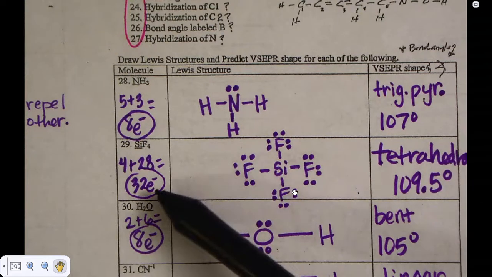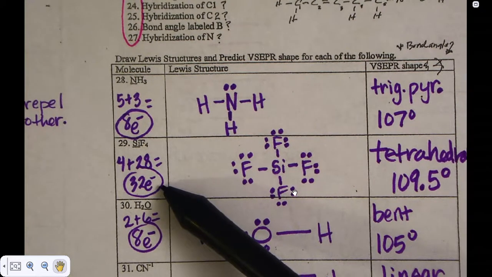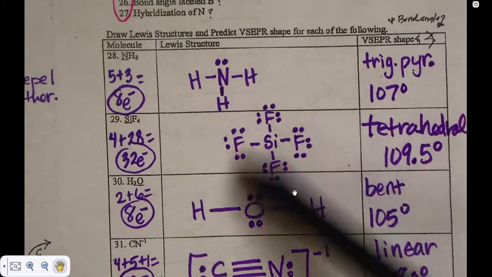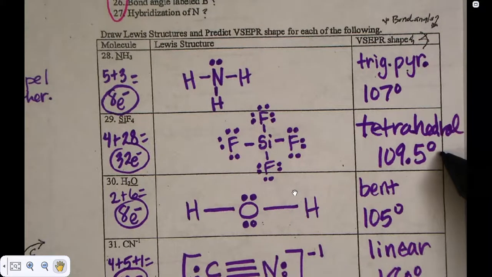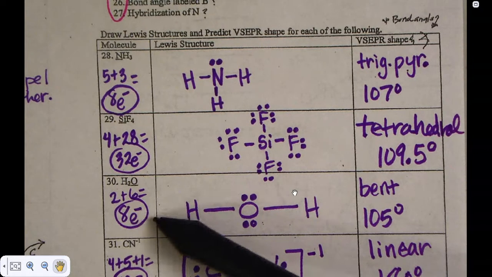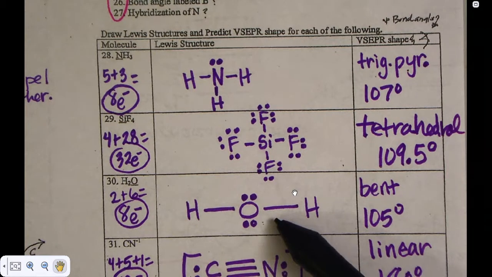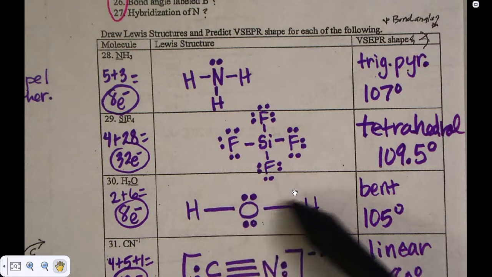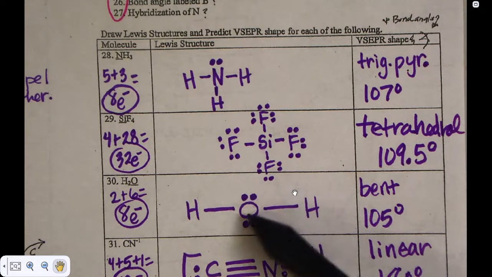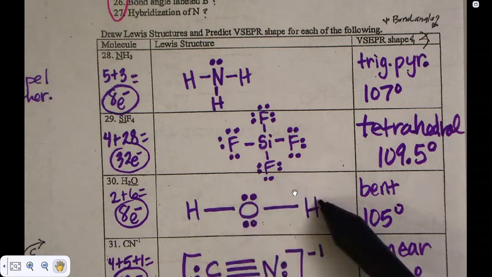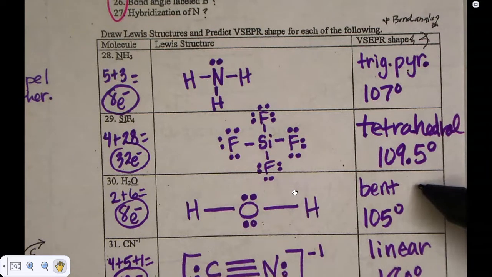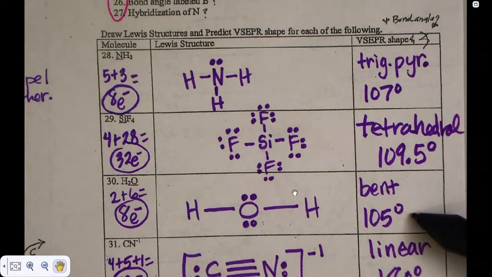You should have gotten 32 electrons on the silicon tetrafluoride. You have exactly enough electrons to give everybody their octet. This is tetrahedral and 109.5 degrees. For the water, there are 8 electrons when you add up the valence electrons. Your Lewis structure should look like this. Your oxygen should have a single bond on 2 sides of it, and it should have a lone pair and a lone pair. That gives him his octet. Again, remember, hydrogen follows the duet rule. This VSEPR shape is bent, so the geometry of the molecule is called bent or angular. And the bond angle on bent is always 105 degrees.